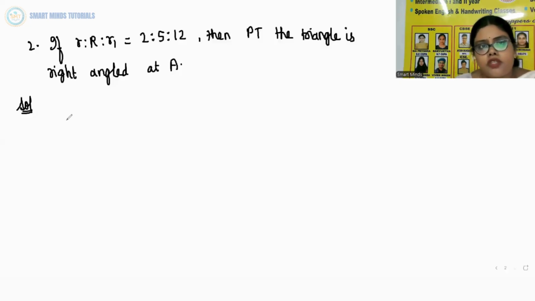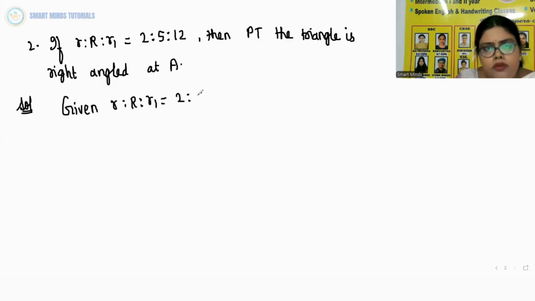Now take the next question. If r is to R is to R1 is equal to 2 is to 5 is to 12, then prove that the triangle is right angled at A. So what is given to us? Given small r is to capital R is to R1 is equal to 2 is to 5 is to 12. So whenever it is given in ratios, we can write r is equal to 2k, capital R is equal to 5k, R1 is equal to 12k.